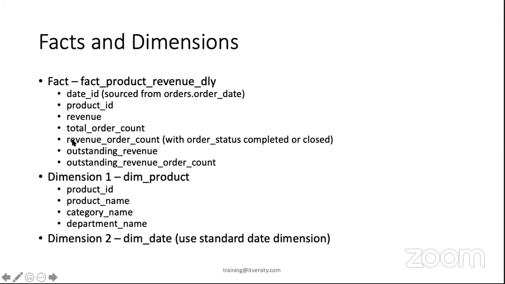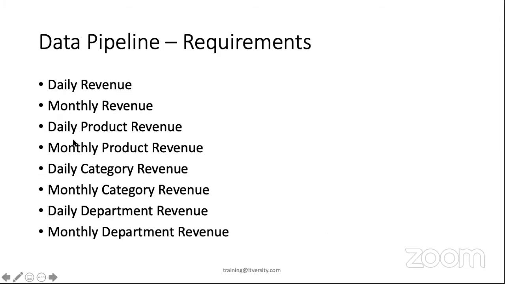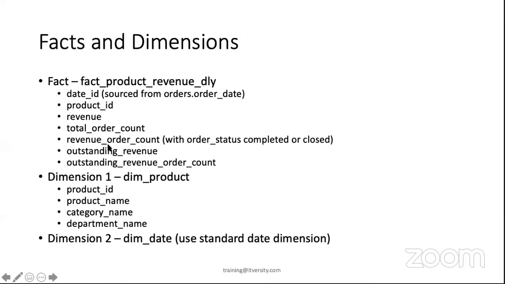And if you look at this, even though the report requirements only talk about revenue, it might make sense to take care of the details related to total order count, the orders which are considered to be revenue generating orders, where the order status is completed or closed. And that's what is used to actually compute the revenue. And we want to get that count also. So I want to take care of that also.